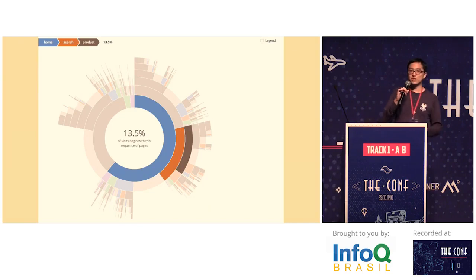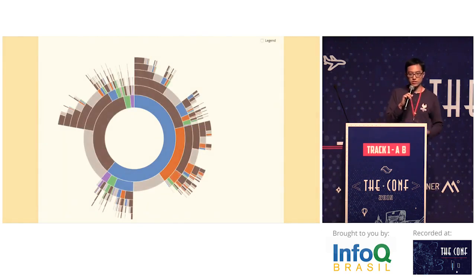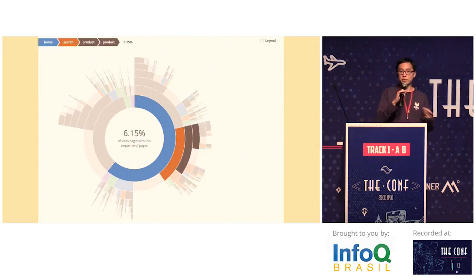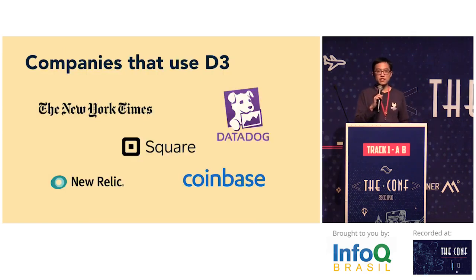A lot of other companies also use D3. Very famous companies: New York Times, Datadog, Square, New Relic, Coinbase. These are all reputable companies, and this is just an overview. A lot of companies use D3. But I'm here to tell you today that D3 is not for everyone. You might think that all the big companies are using it, so you should use it, but it may not be the right fit for you.